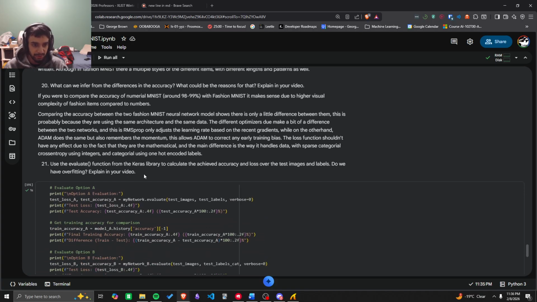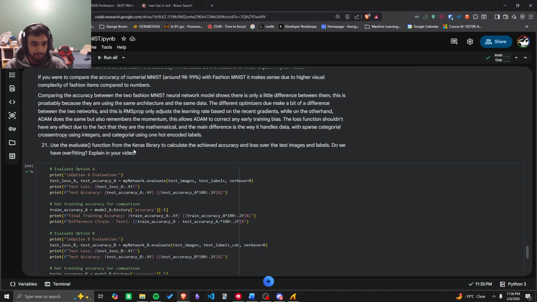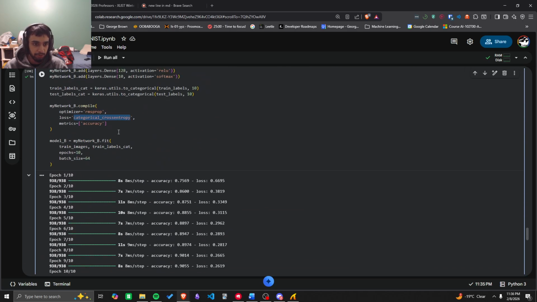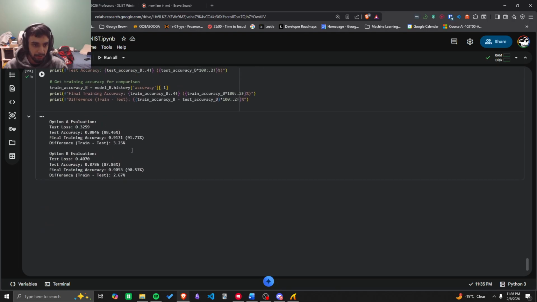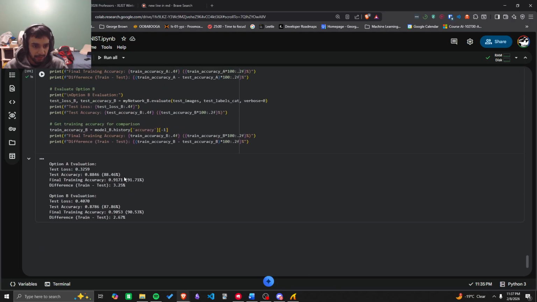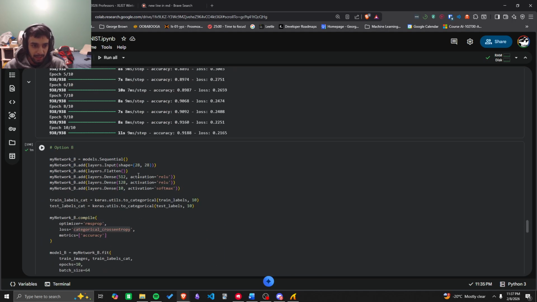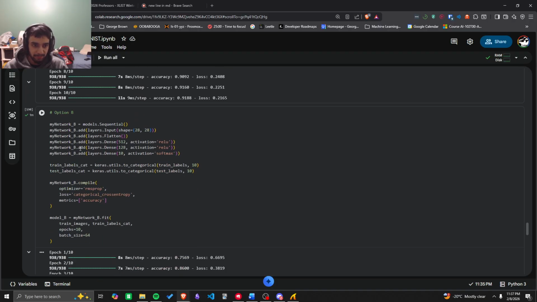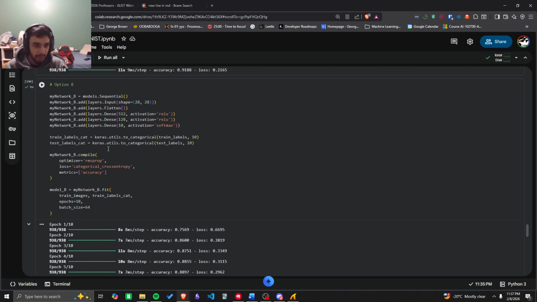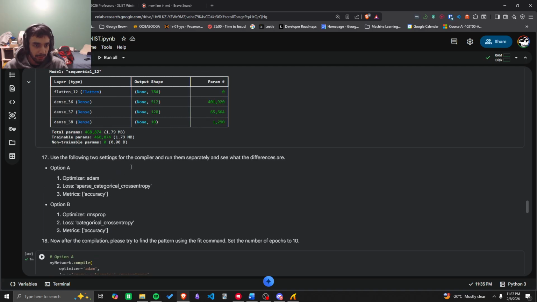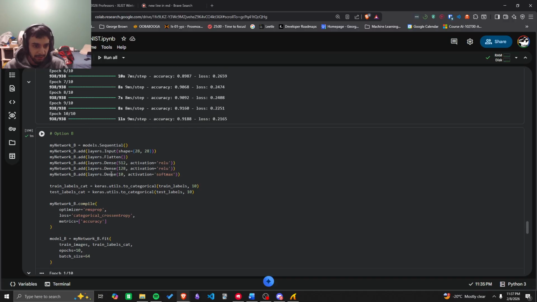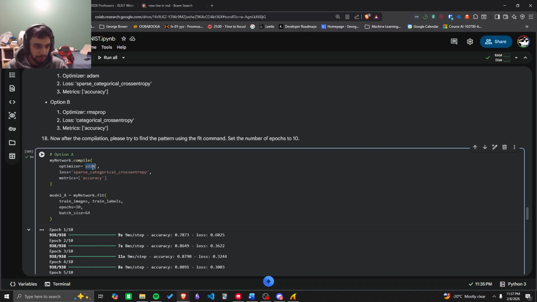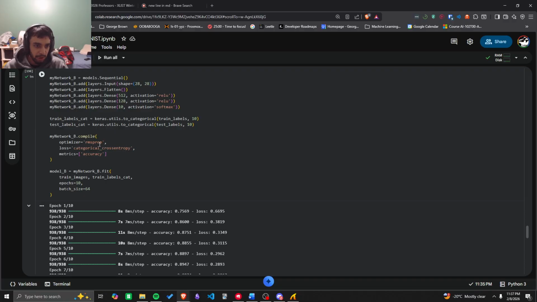But if we compare the two accuracies between our two models, you can see down here that there's not much difference, maybe 1%. This is because they have the same architecture, where you have 2 layers of 512, 512, 128, and then 10. The main difference is the optimizer we use. We use Adam here, and we use RMSprop here.